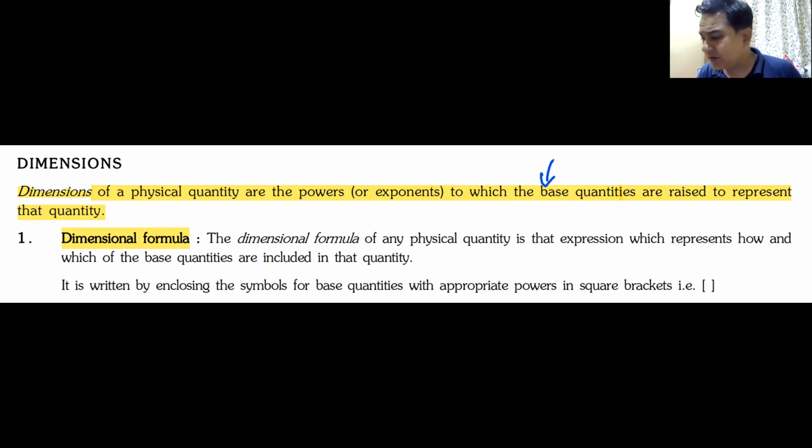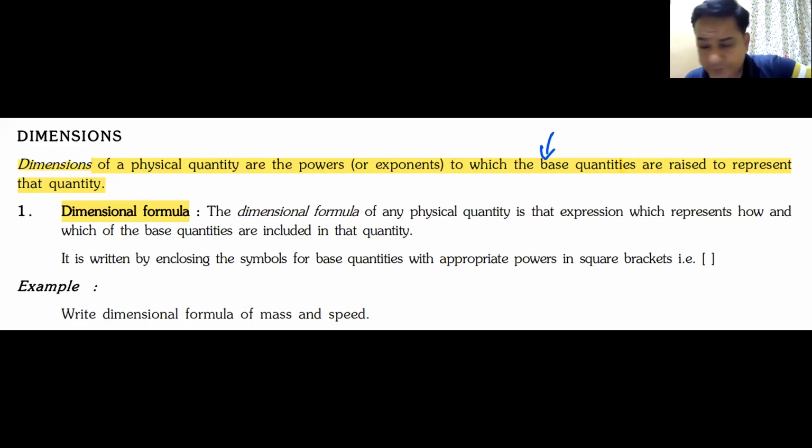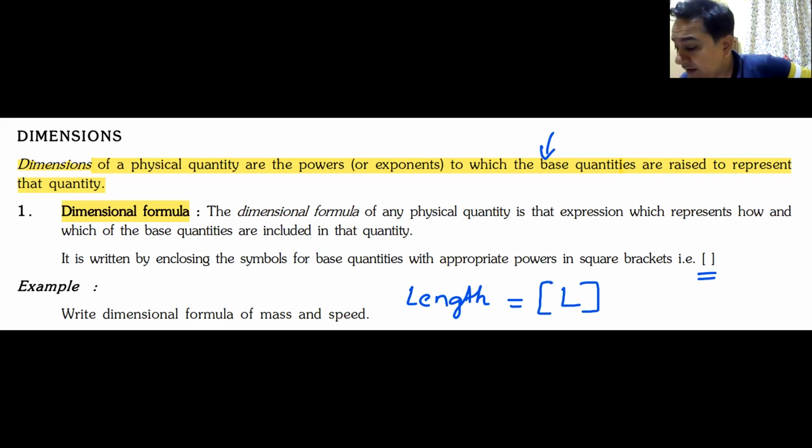Tell me any physical quantity that you know. Sir, length. Okay, so length is a physical quantity, but it is also a fundamental physical quantity. What is the dimensional formula of length? It is simply capital L in this type of bracket. This becomes the dimensional formula for length. Length ka dimensional formula is L in square brackets.